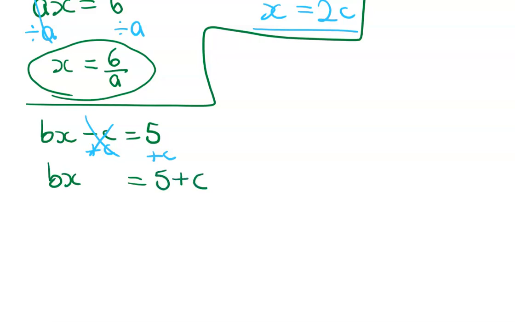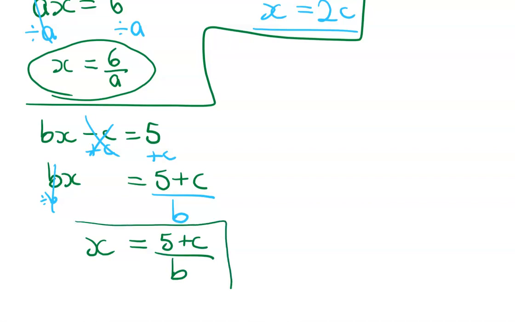Okay, x is not yet by itself because it's still multiplied by this b, so I'm going to divide by b to get rid of the b, which means I have to divide this side by b. Now I'm actually going to write my divide by b like that, because that's how we are going to write it in our answer, as 5 plus c all divided by b. And here is my answer with x being the subject and everything else on the other side.